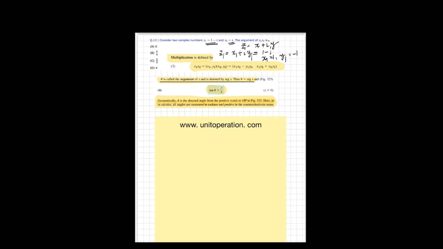Similarly, we have z2 is equal to x2 plus i y2, and that of course is equal to i only. Therefore, x2 is equal to 0 and y2 is equal to 1. So, the product of two complex numbers z1 and z2 is defined as this one. So, we have to do x1 x2 minus y1 y2 and x1 y2 plus.